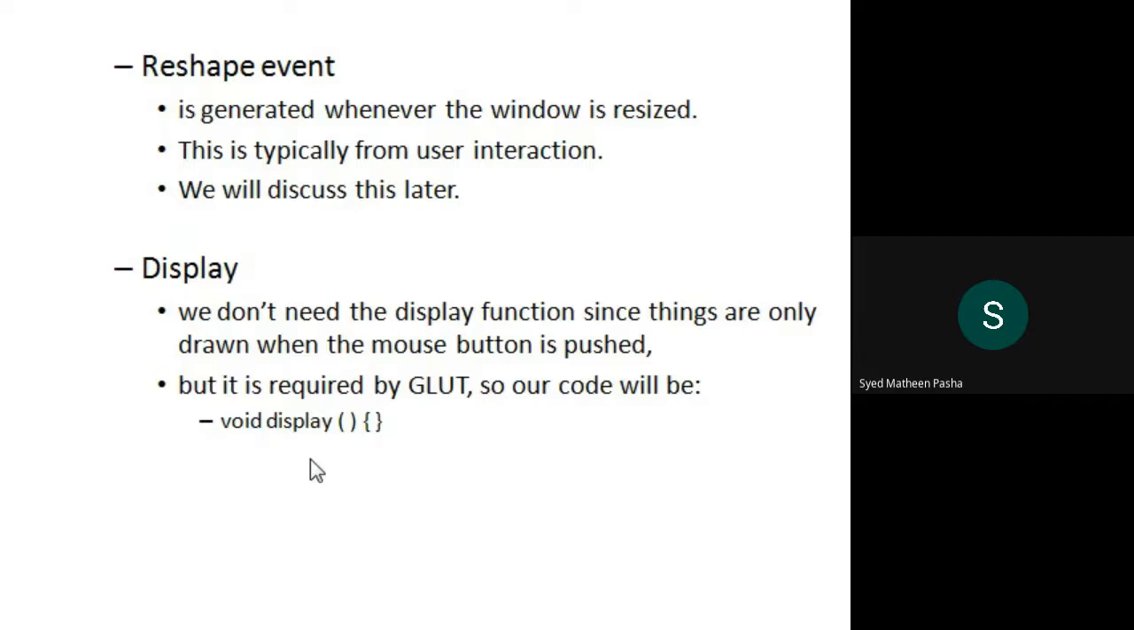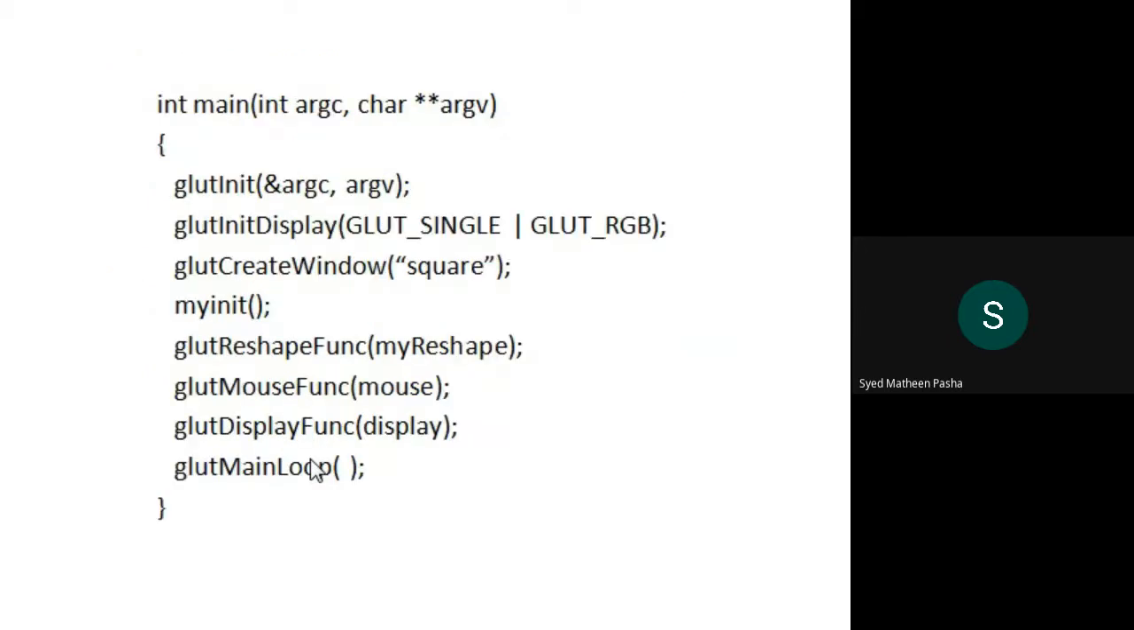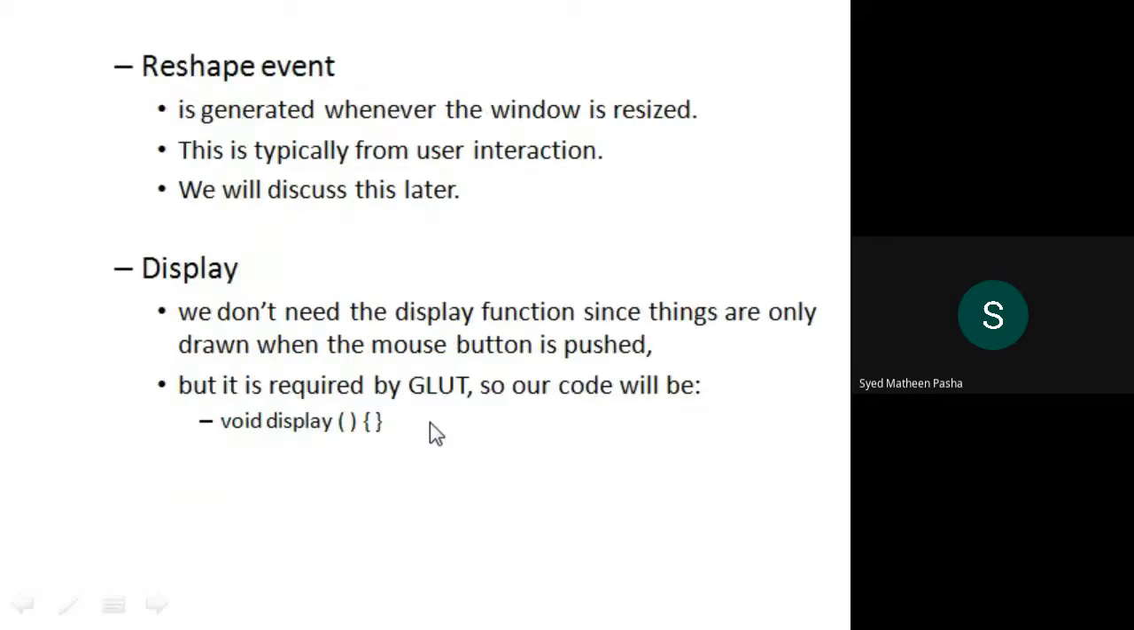Then similar to that of mouse callback function. In the mouse callback function, as you saw, there are two different events happening there, right? One was reshape event and the display event. Check out in the program, there was one reshape function and the display function. So what is this? Why do we use this display function? Reshape function is generated whenever the window is resized. That is, if you are changing the size of the window, this function should be used. This is typically from user interaction.